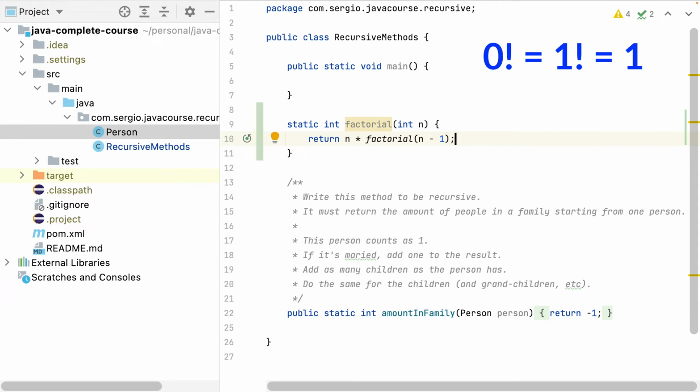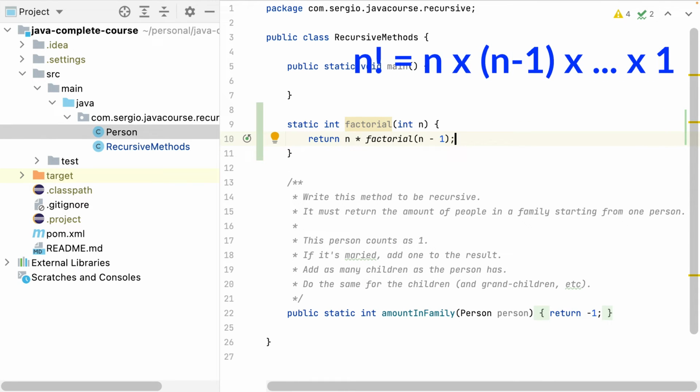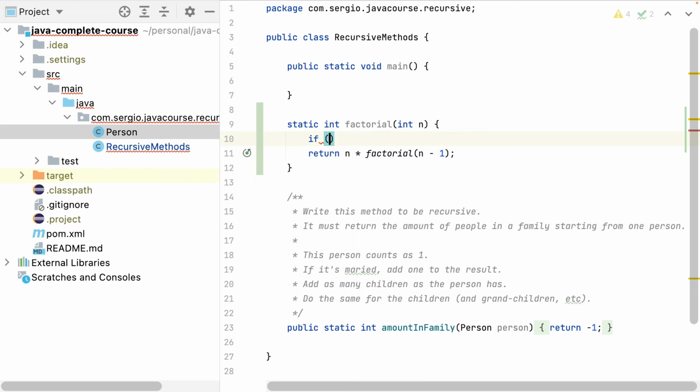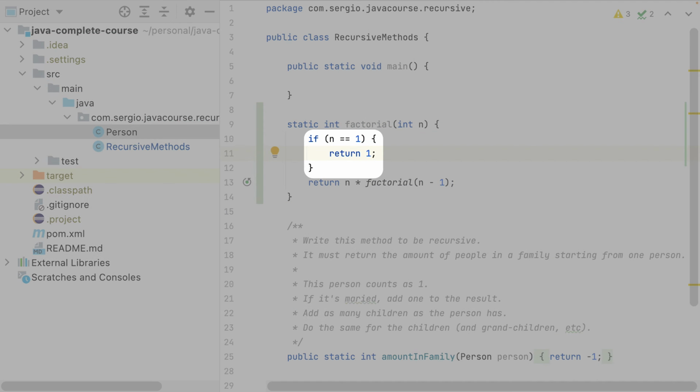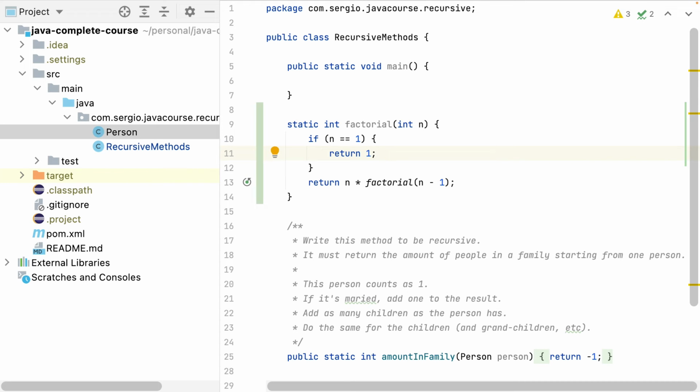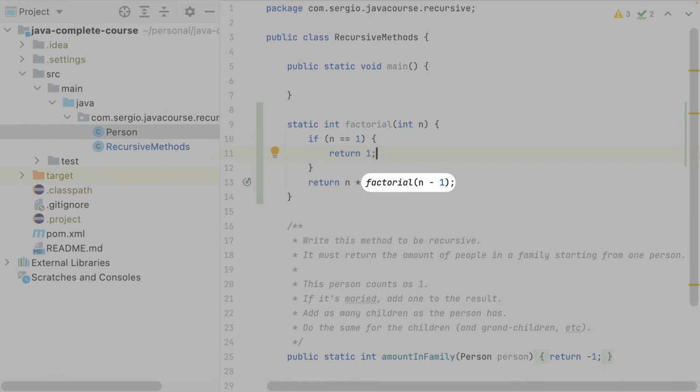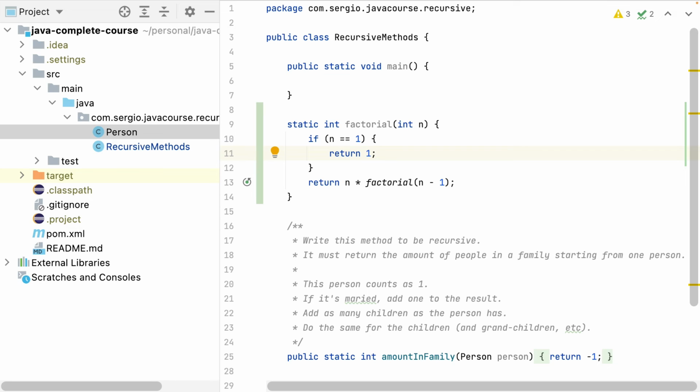I know that the factorial of 0 and 1 is 1. I also know that the factorial is the multiplication from 1 to the given number. So I must stop at 1. This is the most important line in a recursive method, the termination condition, and it must be written first. If I call the recursive method before the termination condition, I may stay in the method forever.